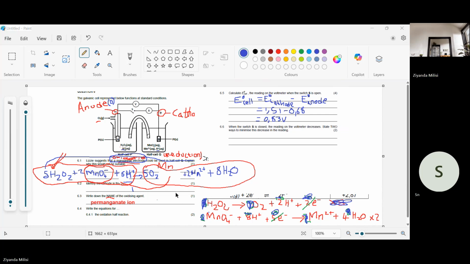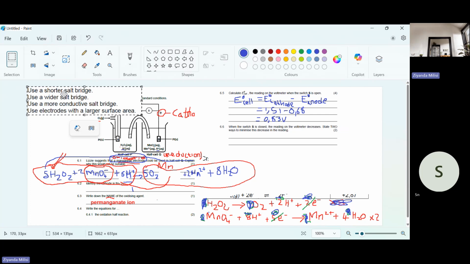Okay. Use a shorter salt bridge. Use a wider salt bridge. Use a more conductive salt bridge. Use electrodes with a larger surface area.